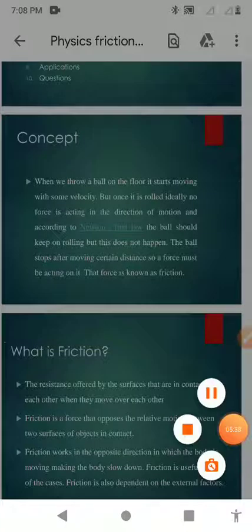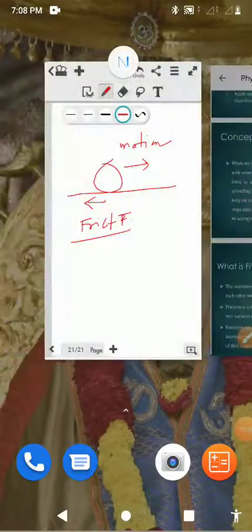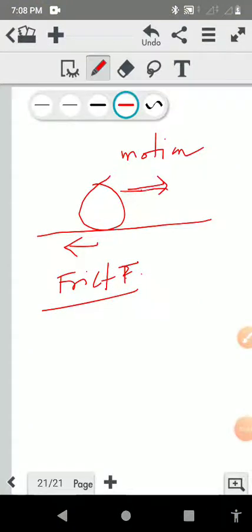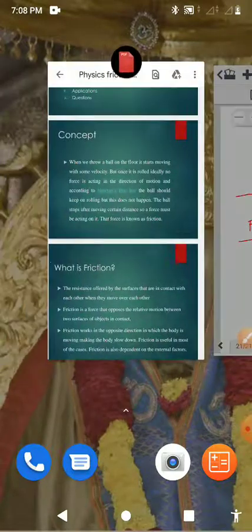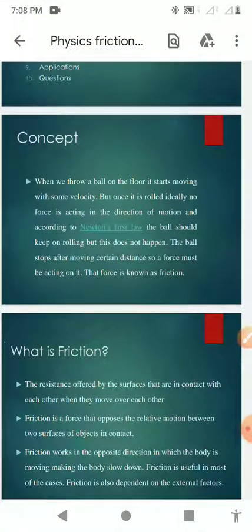In this example, the ball is moving in this direction, and friction will act in the opposite direction to the motion of that ball, isn't it? So we can say that this friction works in the opposite direction in which the body is moving. And what will happen because of this force? It will reduce the speed of that particular body, or we can say it will decrease the motion, or it will create retardation in the motion. Because of this frictional force, the speed of the ball is slowing down.